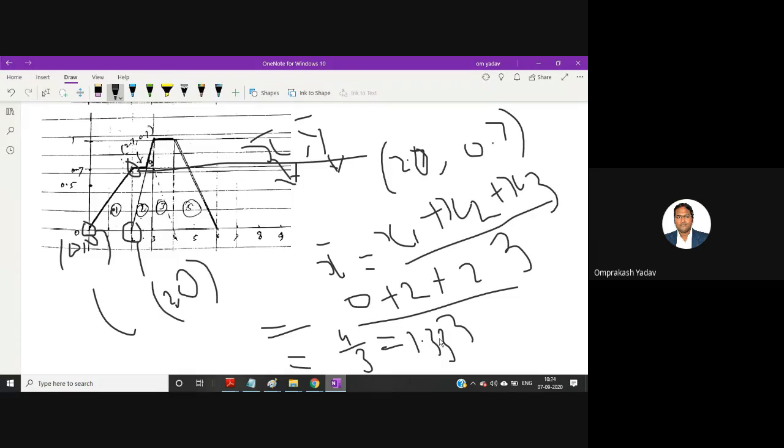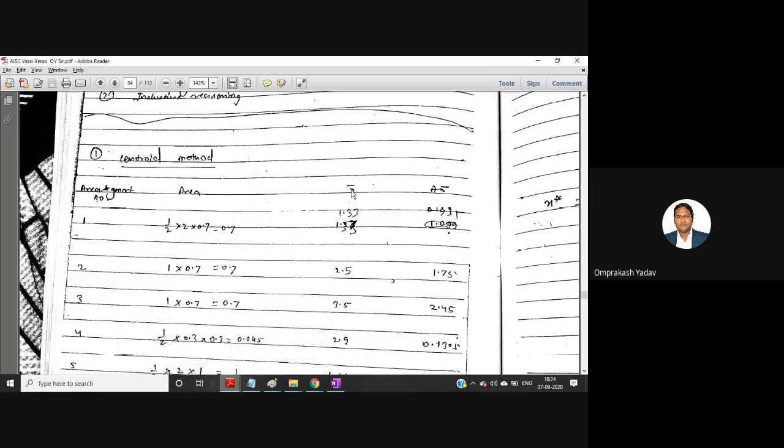So we got this 1.33. Now what we will do, we will complete the table. We will substitute here 1.33, and then we will multiply this area by x bar. So we will get 0.931. Okay, 0.931. What I will suggest is that we will get the values in decimals, so take up to 4 digits after the decimal point, so that everybody's answer will be common.